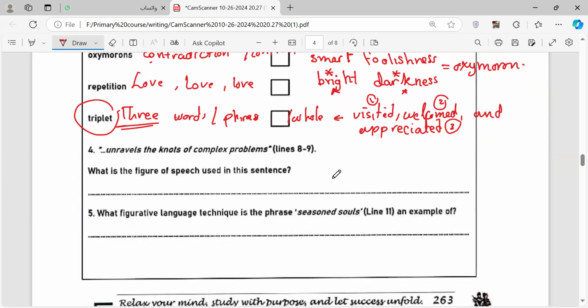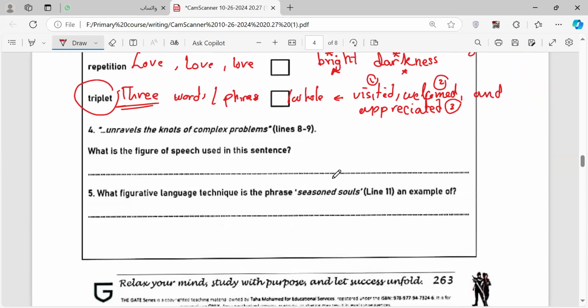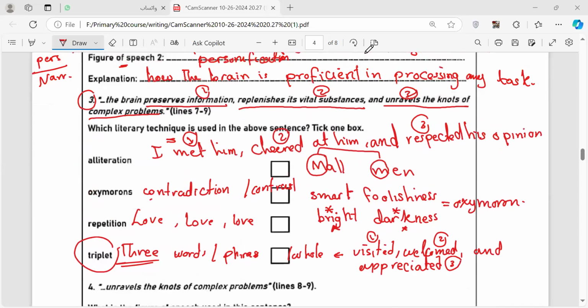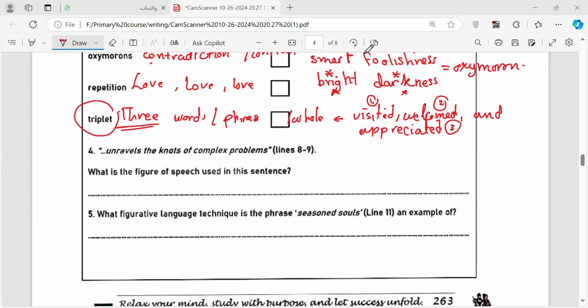Number 4. Yusuf, read number 4. Yusuf is here. Can you hear me? Yes. Read number 4. What's the figure of speech used in this sentence? Unravels the knots of complex problems. Yes. What unravels the knots of the complex problems? The brain.